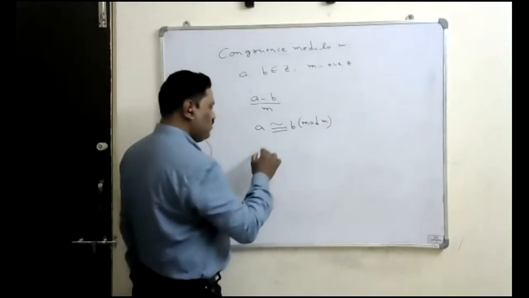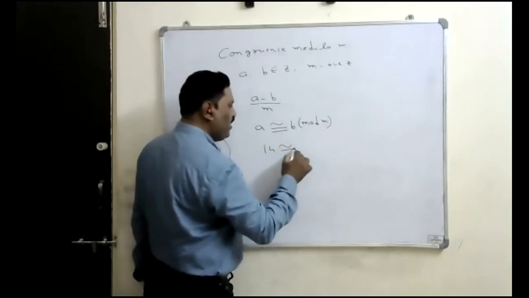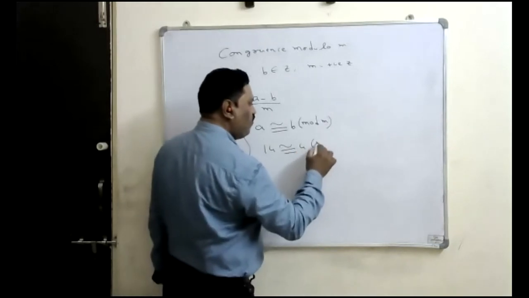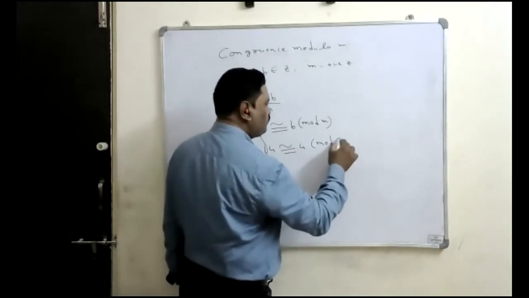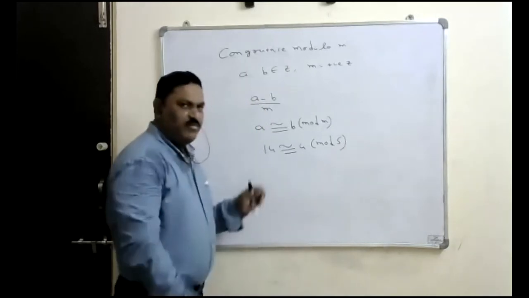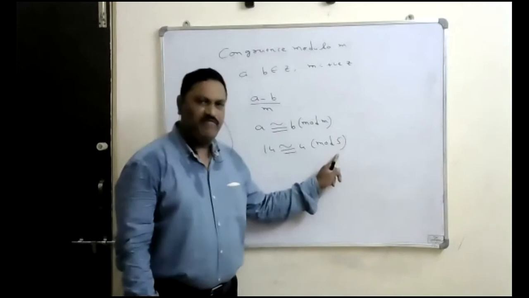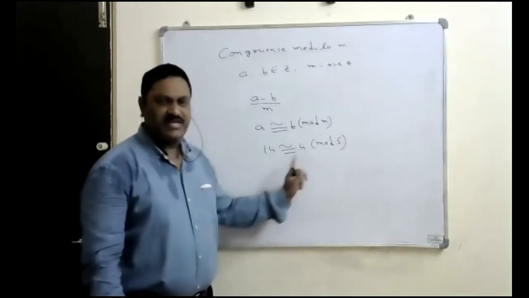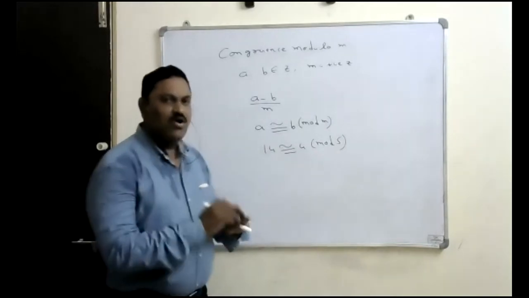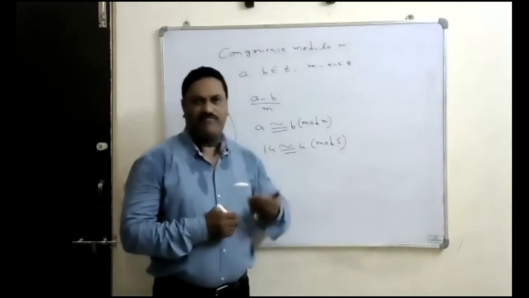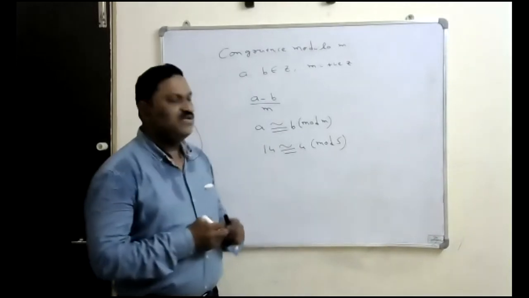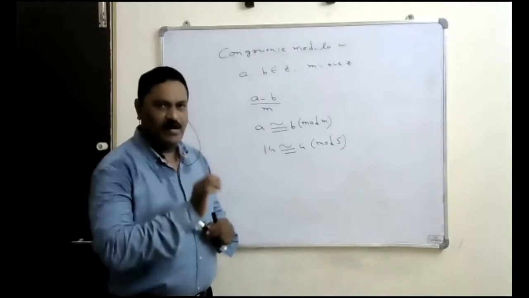Suppose for example, 14 is congruent to 4 of mod 5. Like that we can write it. It means 14 minus 4, that is 10, which is divisible by 5. That's why this is correct. So 14 is congruent to 4 of mod 5. This is the meaning of congruent modulo m.